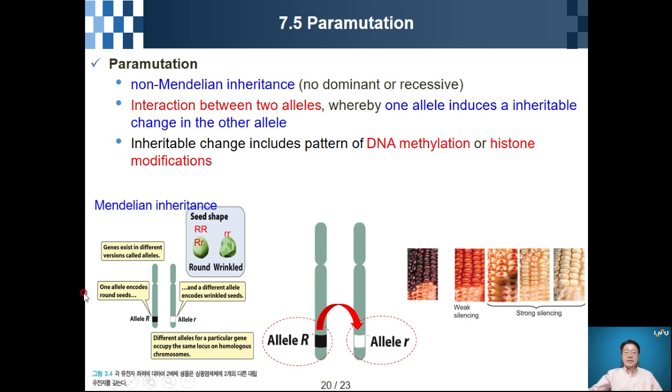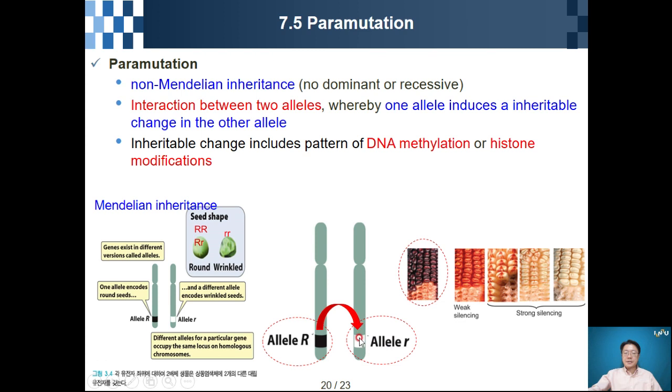Inheritable changes include the pattern of DNA methylation. So this allele induces inheritable changes in the small r allele, especially the methylation pattern or histone modification pattern. So this is paramutation. For example, this is corn color. This is the actual corn color. They show a purple color, but one allele induces the inheritable changes.